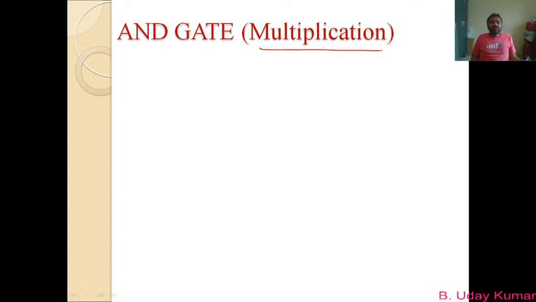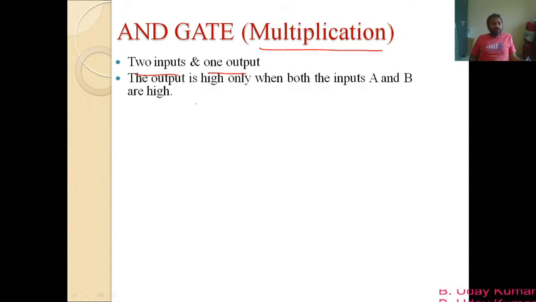Now coming to the next gate, which is AND gate, and the logical function of that AND gate is multiplication, which is denoted by dot. So now what is AND gate? Let us try to know what is AND gate. Again, similar to OR gate, it has two inputs and one output. The definition of AND gate we try to understand at the end of this slide.